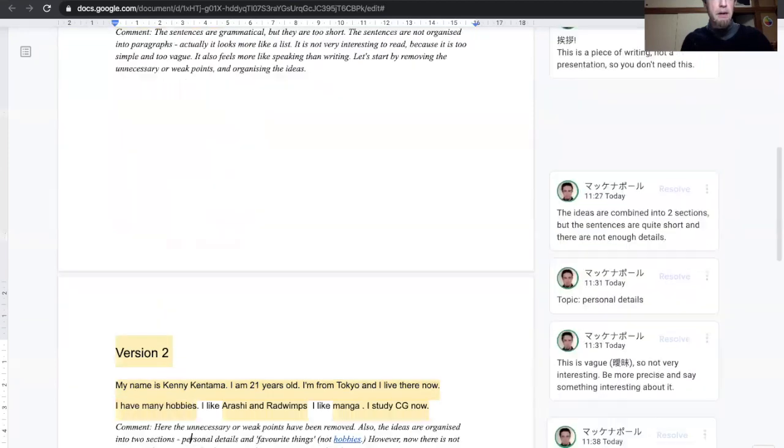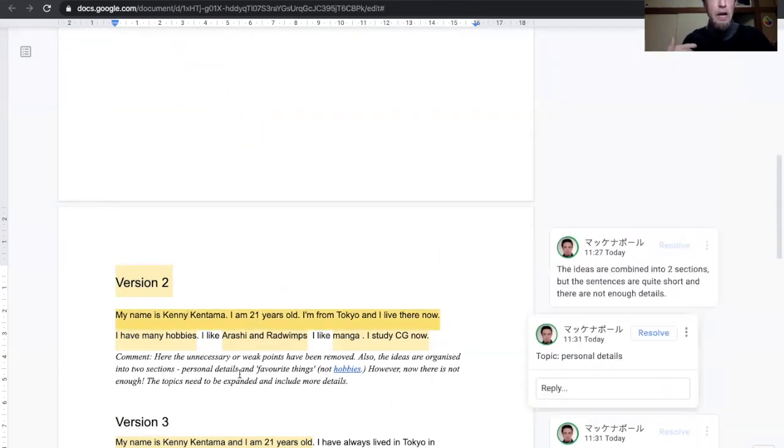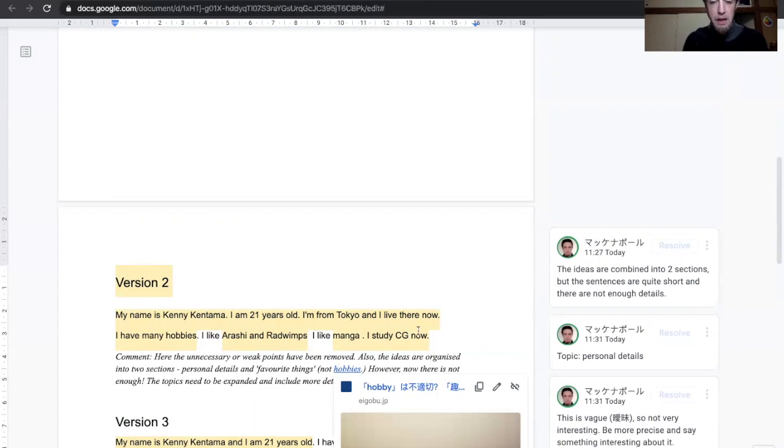Okay, next, version 2. What I've done is I've basically removed stuff and done a little bit of recombination and a little bit of organization. My name is Kenny Kentama. I'm 21 years old. I'm from Tokyo and I live there now. So, using a pronoun. And my comment is here: the unnecessary or weak points have been removed. Also, the ideas are organized into 2 sections, personal details and favorite things, not hobbies. Again, I link off to explain what that means.